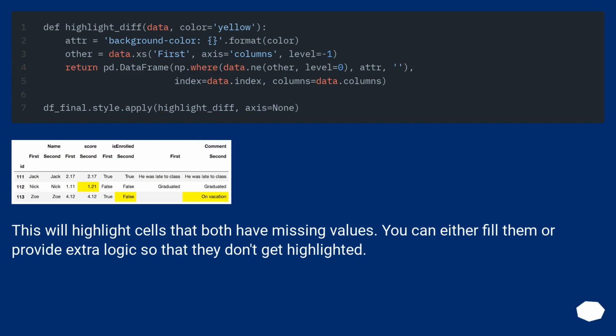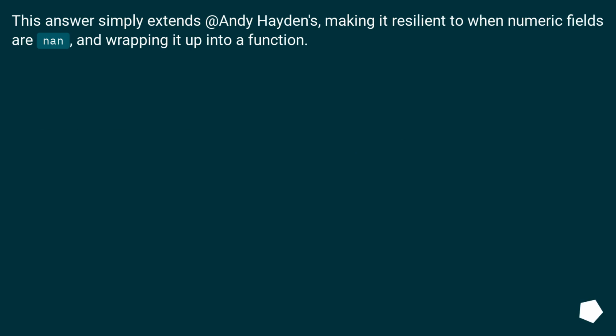This will highlight cells that both have missing values. You can either fill them or provide extra logics so that they don't get highlighted. This answer simply extends Andy Hayden's, making it resilient to when numeric fields are named, and wrapping it up into a function.